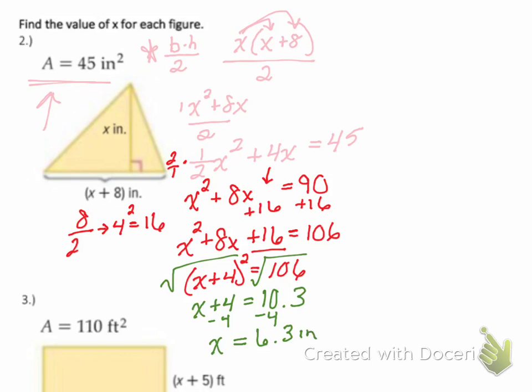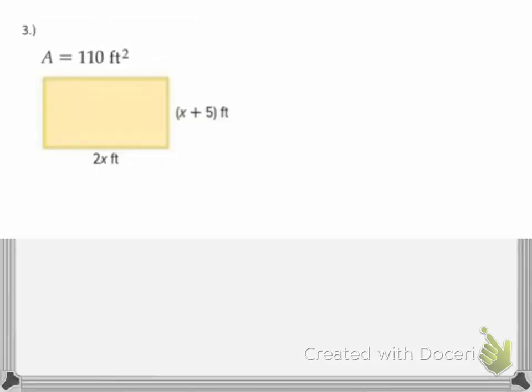So why don't you guys try the next one on your own? So now we're talking about a rectangle. The area of a rectangle is just base times height. So first you would want to start by taking the base of 2x and multiplying it by its height of x plus 5. And we know it equals 110.